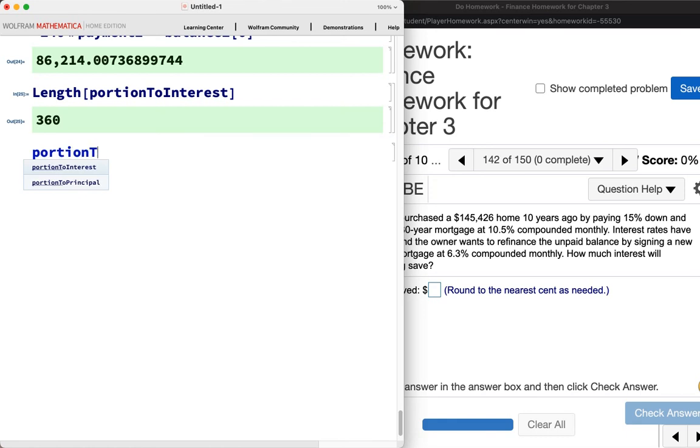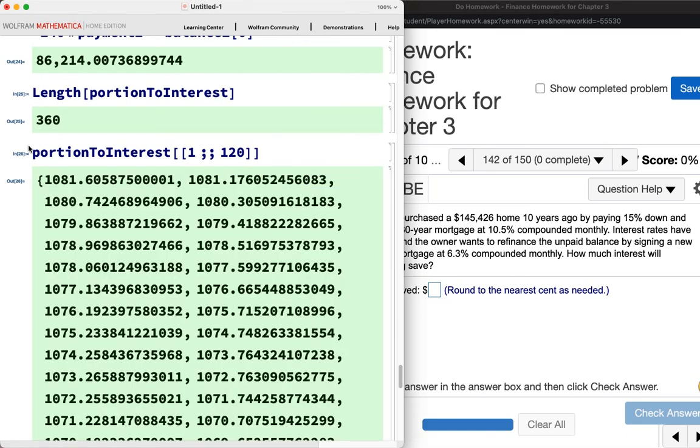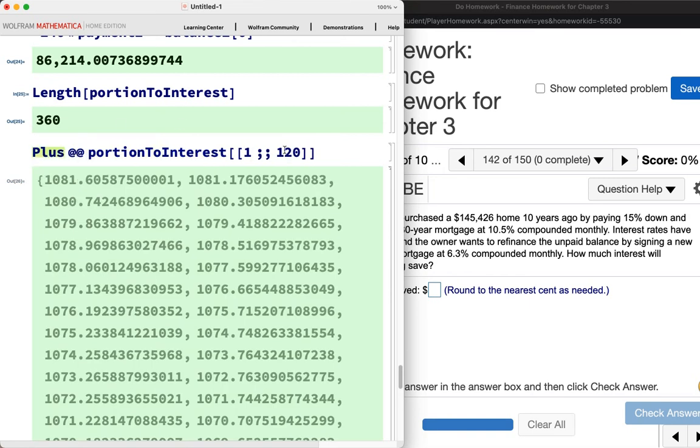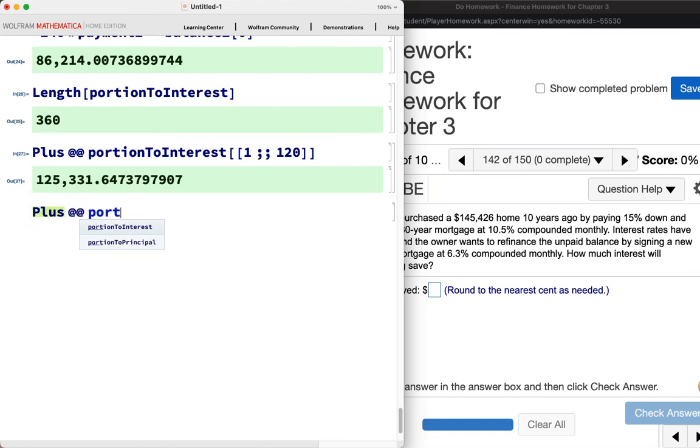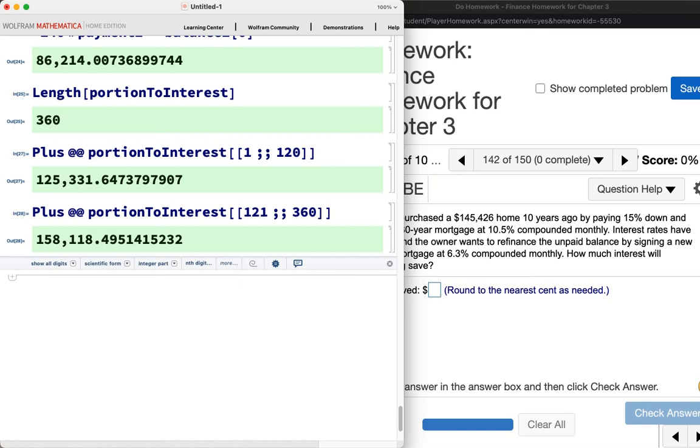So if I do portion to interest from the first month all the way to the 120th month, remember, we're not starting at 0 because for the 0th month, there's not going to be any interest, okay? So this is going to be the total interest for the first 10 years. Let me add up these numbers. So that's the total interest for the first 10 years. So the total interest for the last 20 years is going to be portion to interest 121 to 360. And that's going to be $158,118 and about 50 cents.